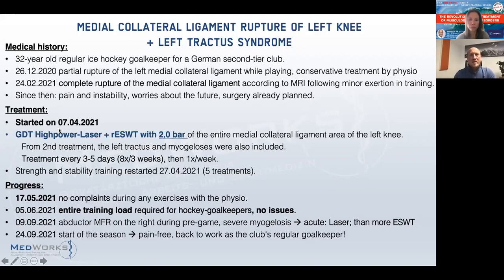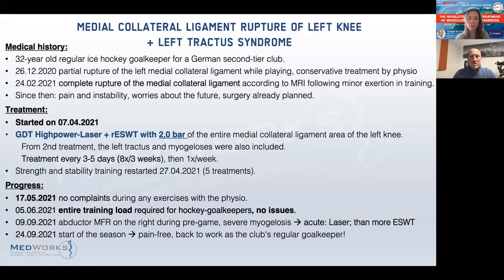And normally they say, if you have such a rupture as an ice hockey goalkeeper, this is the end of the career. So we treated him with GTD high power laser and shockwave. After the high power laser, we could put 2 bar on this ruptured ligament. It was really great, because before this we couldn't start with 1 bar. It was too painful. And then he had a treatment every 3 to 5 days. And we could start the stability training 20 days later.